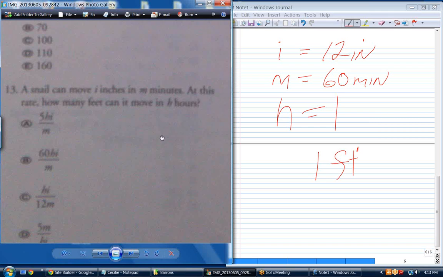Yeah, why divide by 12? Well, if you go 24 inches, you got to know that that's 2 feet. So you're going to have to divide I by 12 for sure. And you're going to have to multiply by H. And then we're going to have to divide by 60 to convert from minutes to hours. So having this 5 in the numerator makes a lot of sense. We're going to need a 5 because we should have 60 in the numerator divided by 12 in the denominator.